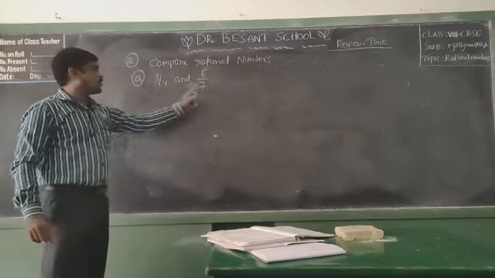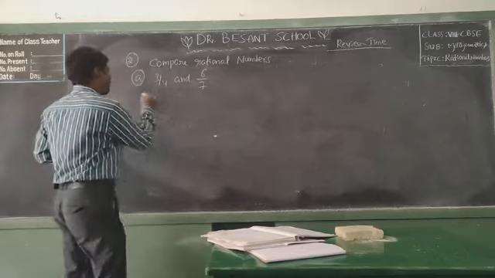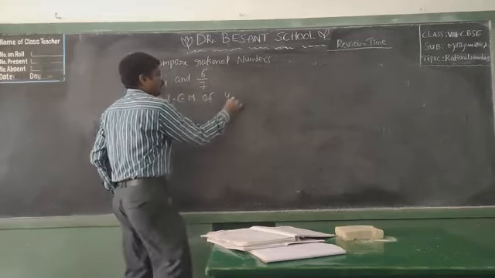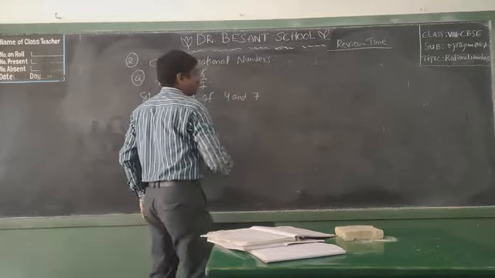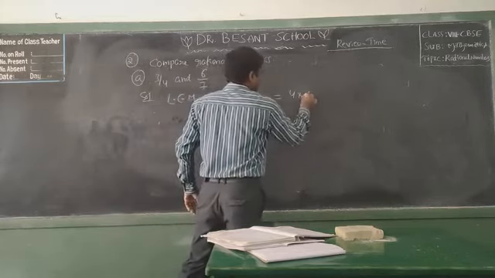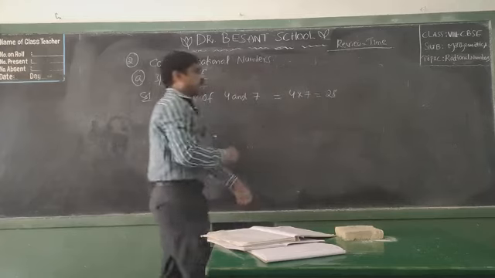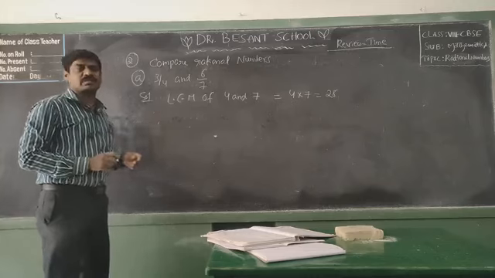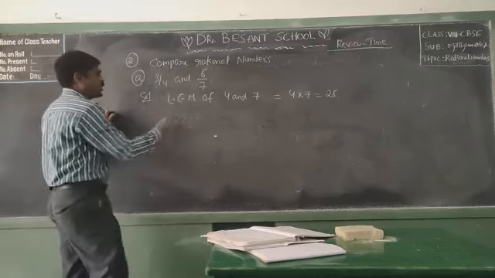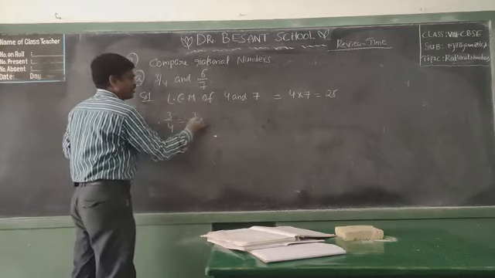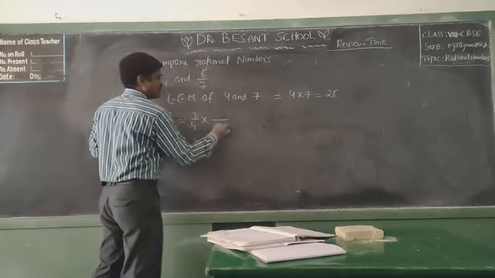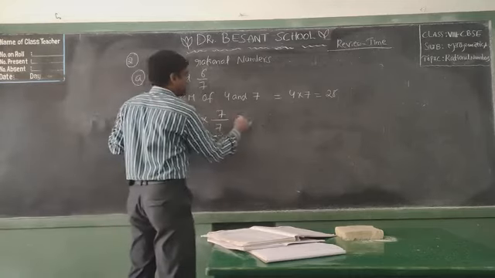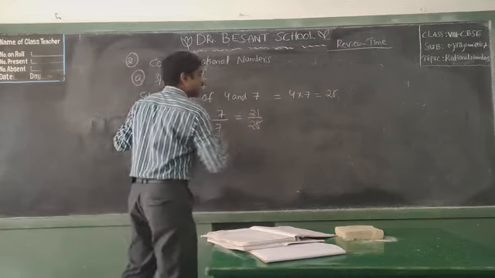So what we have to take is the LCM of 4 and 7. So that is equal to 4 7s are 28. Why? Because there is no common factor other than 1. That's why directly we should multiply, 4 7s are 28 is the LCM. So 3 by 4 is equal to 3 by 4 into 7 by 7. So 3 7s are 21, 4 7s are 28.